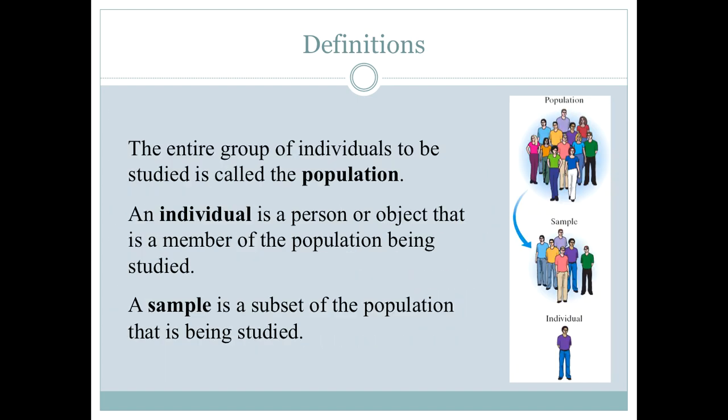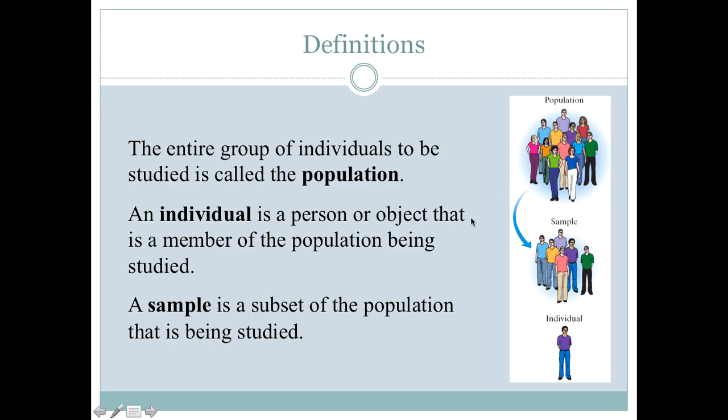The entire group of individuals that we want to study is called the population. So, that's this right over here. This is everyone that we're interested in. An individual is just a certain person or an object that is a member of the population being studied. So, it would be any one of these individual people.